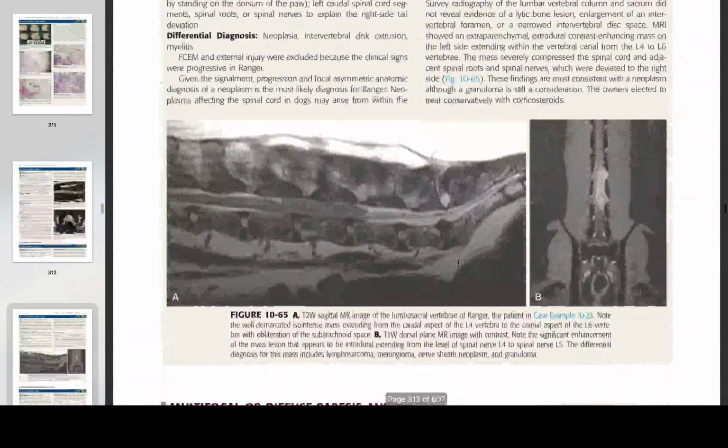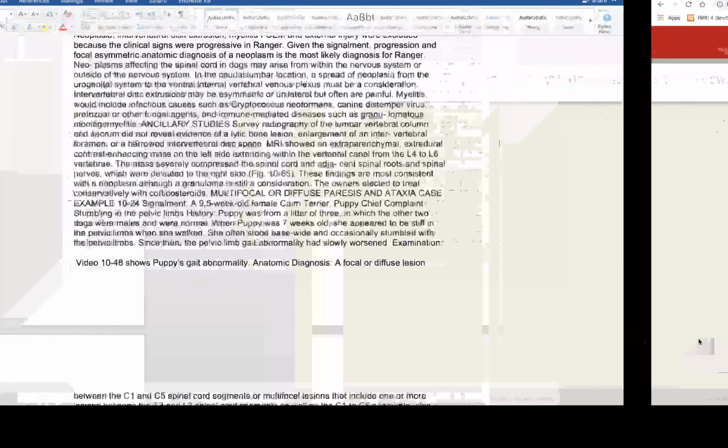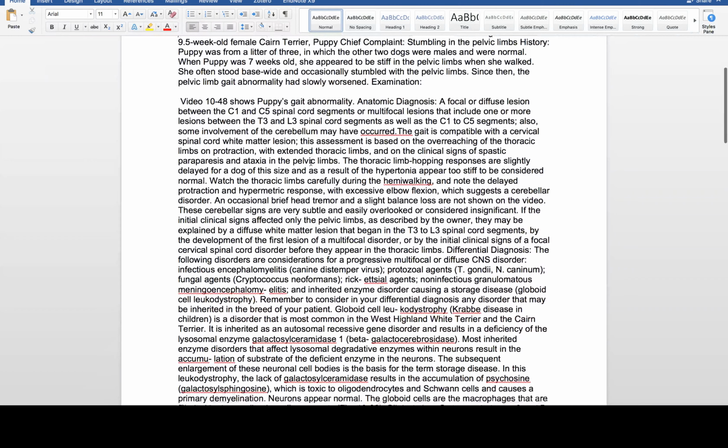MRI showed an extraparenchymal, extradural contrast-enhancing mass on the left side extending within the vertebral canal from the L4 to L6 vertebrae. The mass severely compressed the spinal cord and adjacent spinal roots and spinal nerves, which were deviated to the right side. Figure 10-65. These findings are most consistent with a neoplasm, although a granuloma is still a consideration. The owners elected to treat conservatively with corticosteroids.